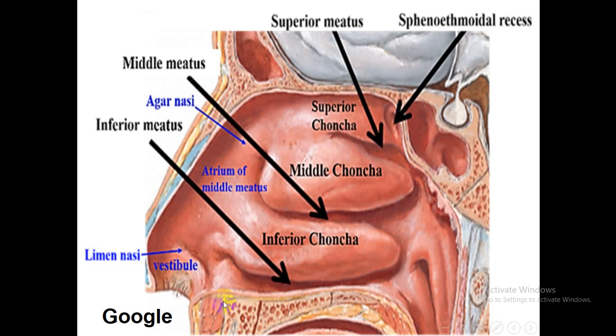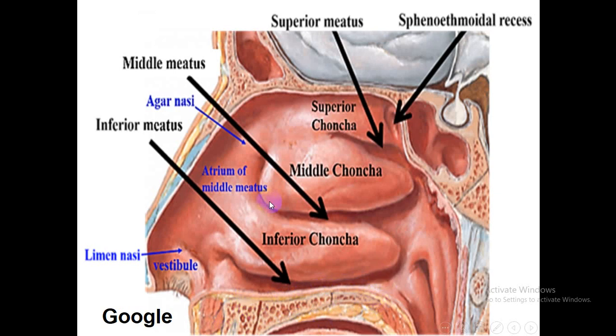Now the floor is formed by the palatine process of maxilla and the horizontal plate of palatine bone. These two bones form the hard palate. So the floor is formed by the palatine process of maxilla and horizontal plate of palatine bone, which together form the hard palate.